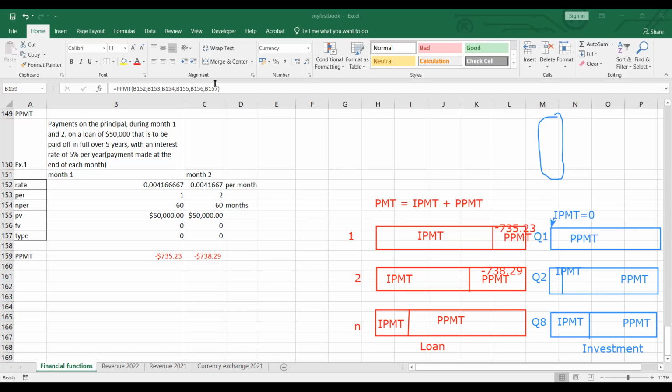If we try month 60, it will be 939.65 in here. So these are the principal payments, or payments on principal, of each month that we have to pay for the loan. Now for this example, do you have any questions? Anyone?